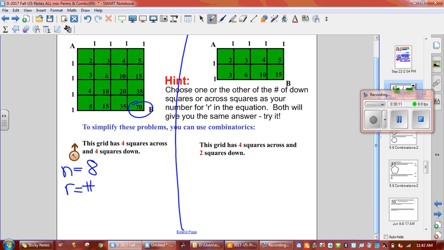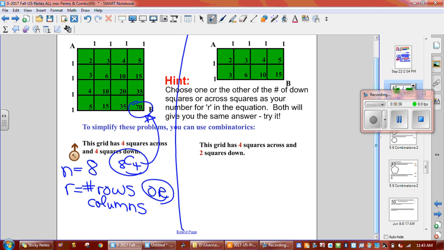We're going to discuss why you get the same answer. So this one has 4 across and 4 down. So this one's going to be 8C4. So everybody type in 8C4, 8 choose 4, and make sure you get 70 as an answer. Okay, it should give you 70. Did everybody get that?